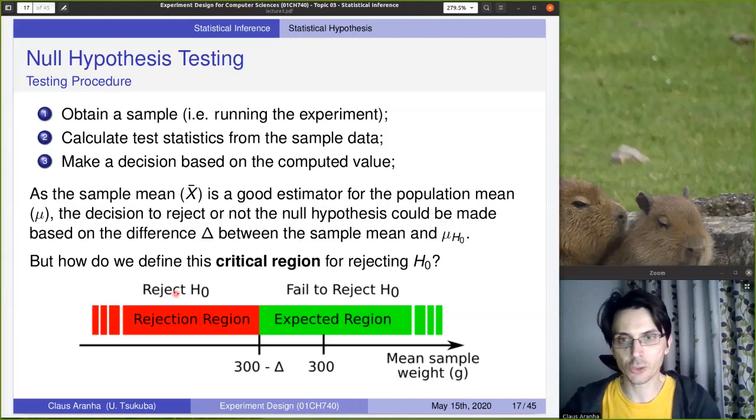So this defines two regions. The rejection region is when we reject the null hypothesis and we say that the alternate hypothesis must be true. And the expected region is when we do not reject the null hypothesis and we say that the alternate hypothesis must not be true. And how do we choose this delta? How do we choose this difference?